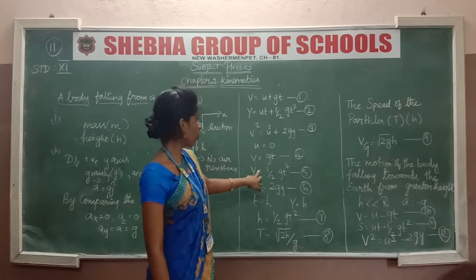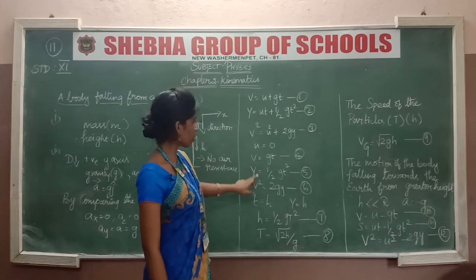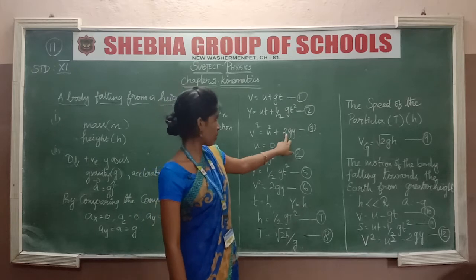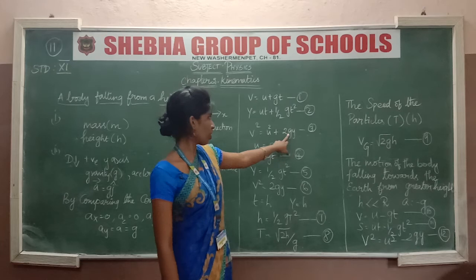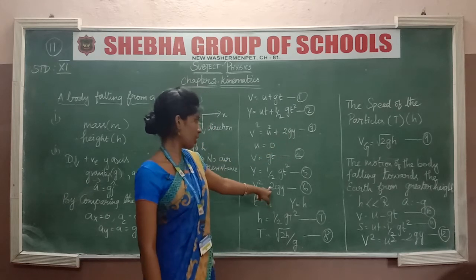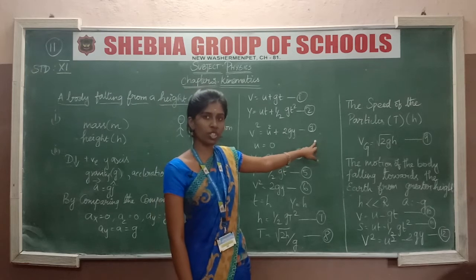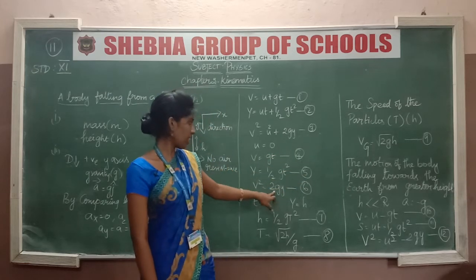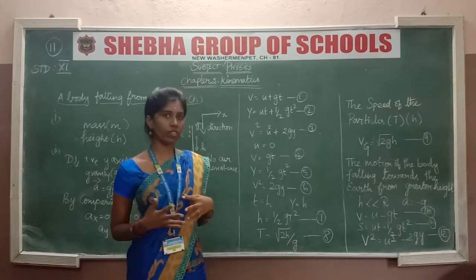So here y is equal to half gt square is the fifth equation. So next, v square will be taken as 2gy. Okay, so when u is 0, the value of v square is 2gy. So here the third equation will be changed into the sixth equation: v square, velocity square, is equal to 2gy.